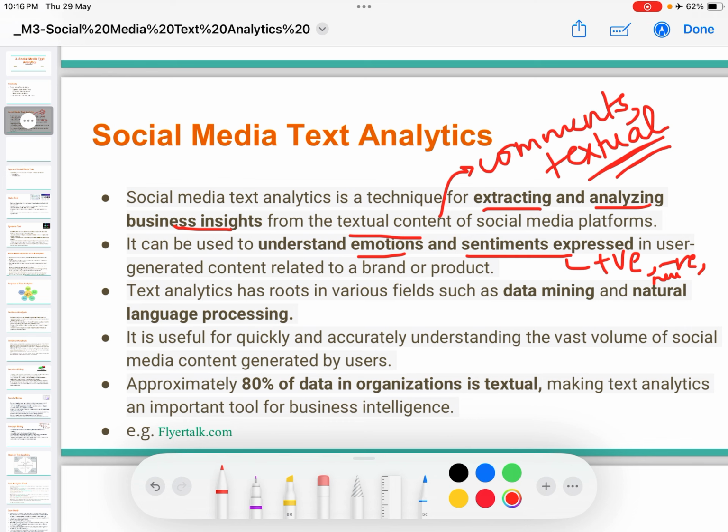Text analytics has roots in various fields such as data mining and natural language processing. It is useful for quickly and accurately understanding the large volume of social media content generated by users. Approximately 80% of the data in organizations is textual, making text analytics an important tool for business intelligence. Example is firetalk.com.